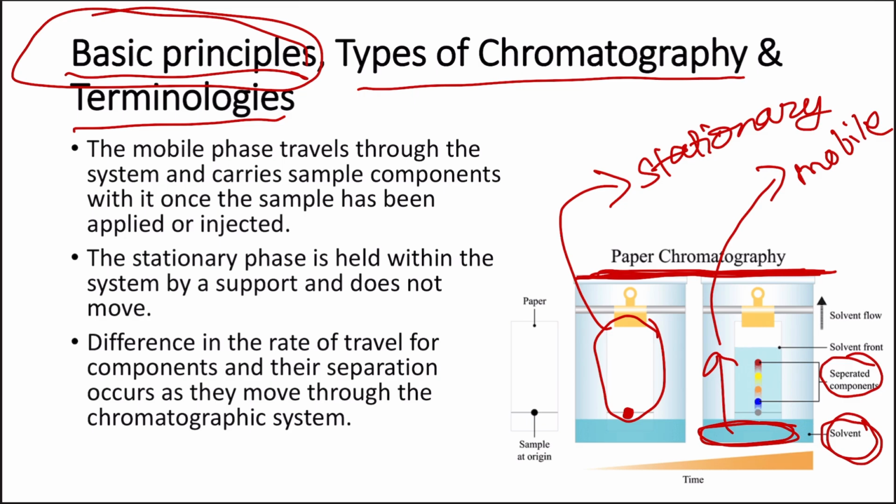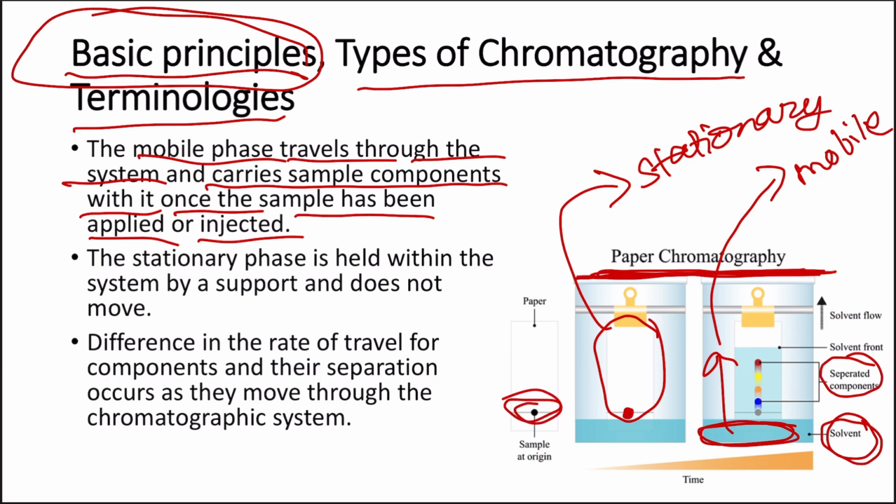So it is mentioned here, the mobile phase travels through the system and carries the sample components with it once the sample has been applied or injected. The sample here is applied in the form of a drop on this line. The stationary phase is held within the system by a support. Support is nothing but the material which is holding the stationary phase. Here we have a paper, so the paper itself is the support and it is also the stationary phase.